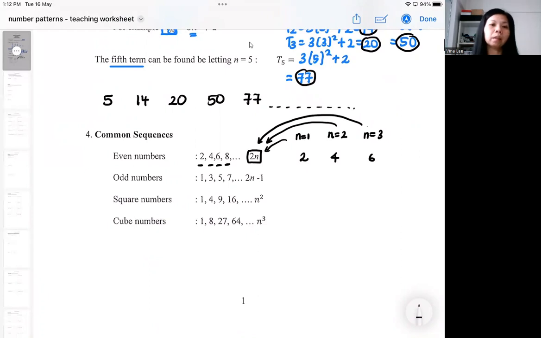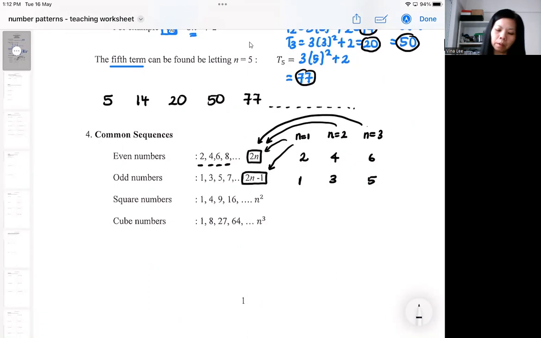So 2n is the general formula for even numbers. For odd numbers, it is 2n minus 1. You can try putting in n equal to 1, you get 1. Then try n equal to 2, you punch the calculator, you will get 3. Put in n equal to 3 into the formula, you get 5.